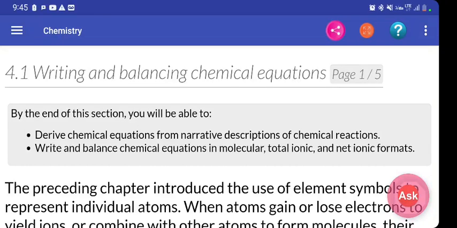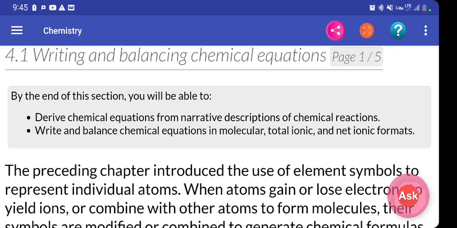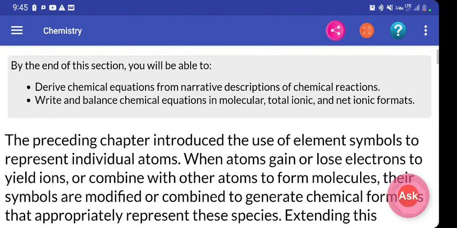1. Writing and balancing chemical equations. By the end of this section, you will be able to derive chemical equations from narrative descriptions of chemical reactions, and write and balance chemical equations in molecular, total ionic, and net ionic format.